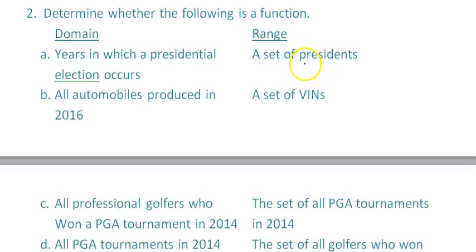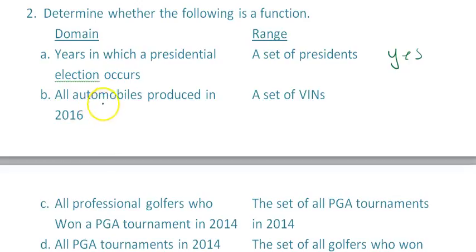Is it possible for a year that a presidential election occurs to have two arrows coming from it? In other words, it would point at two different presidents. Obviously that would be impossible because when an election occurs, we only have one president at a time. So each year that we're talking about here would point to one president in the range. And so, yes, this first one is a function. Okay, let's move to our second situation.